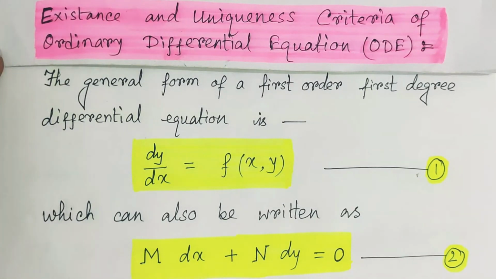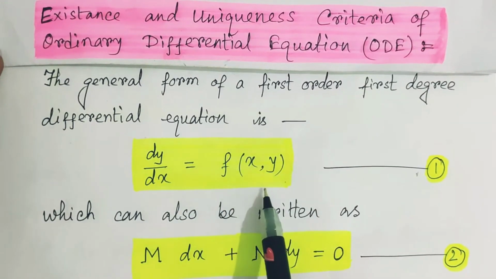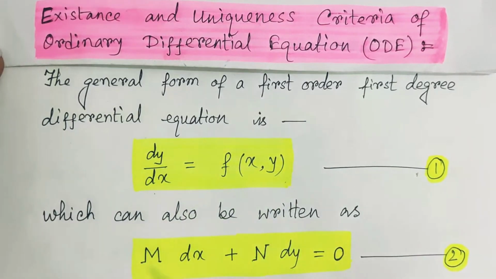So at first I am giving you the structure of a differential equation. So here it is, dy by dx is equal to f of x, y. This is the function of x, y. dy dx is equal to function of x, y. This is the general form of a first order first degree differential equation.